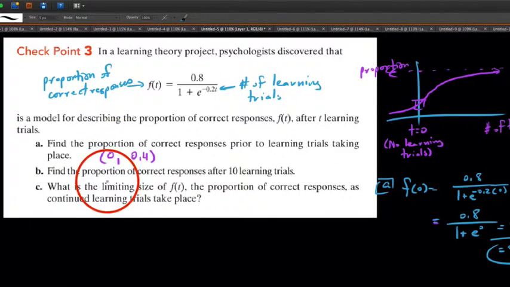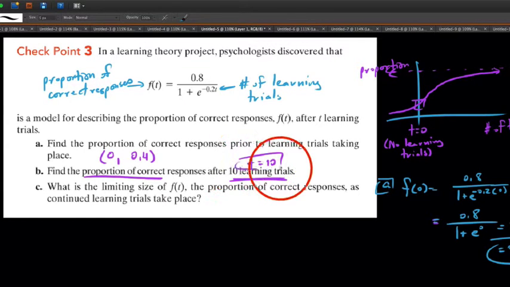So for part B here, it says find the proportion of correct responses. So again, find the proportion of correct responses means solve for y, but we say when there are 10 learning trials. So they've given us a t value here. We say t is 10. We're going to substitute this in for t and solve for what we want here. So I'm going to transport B down kind of in this area here. We say f of 10.